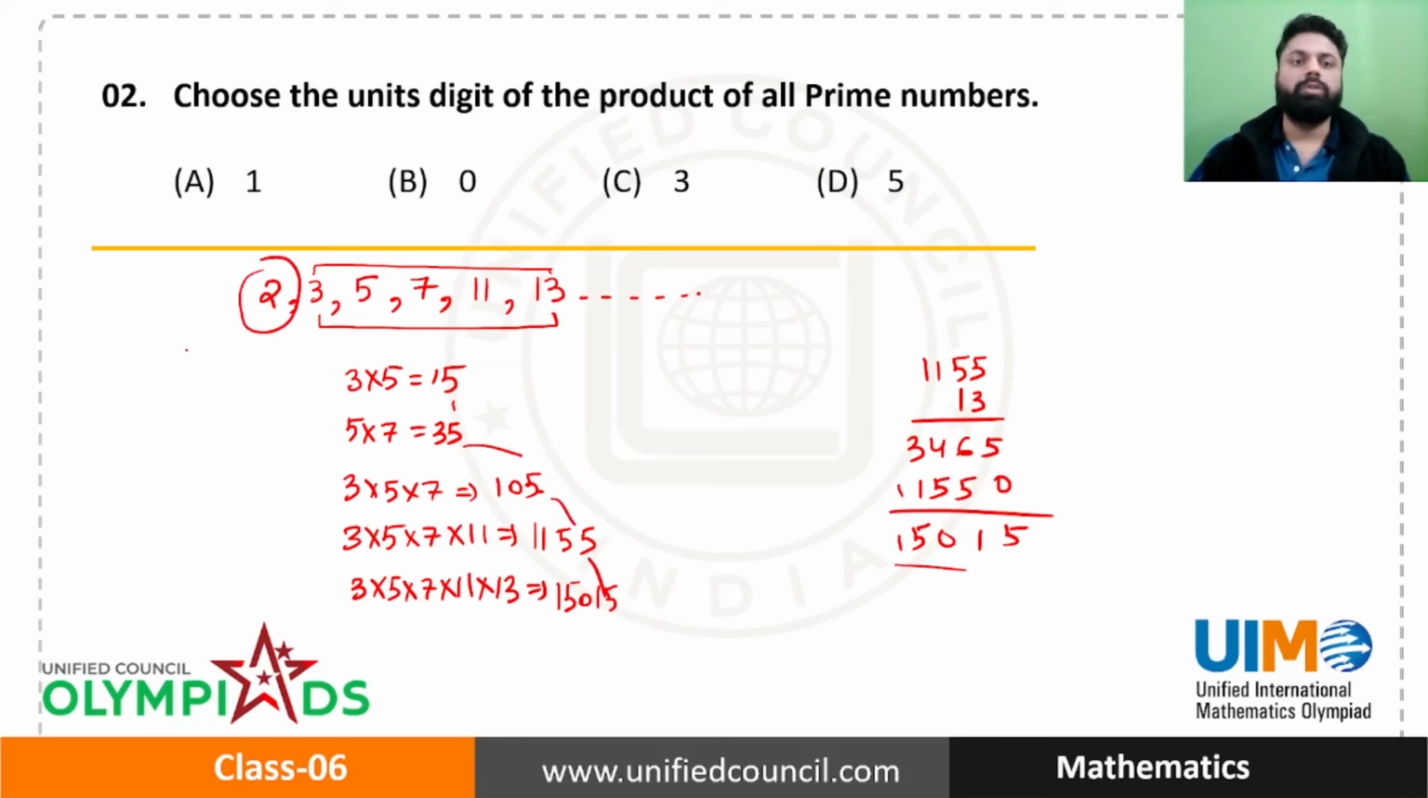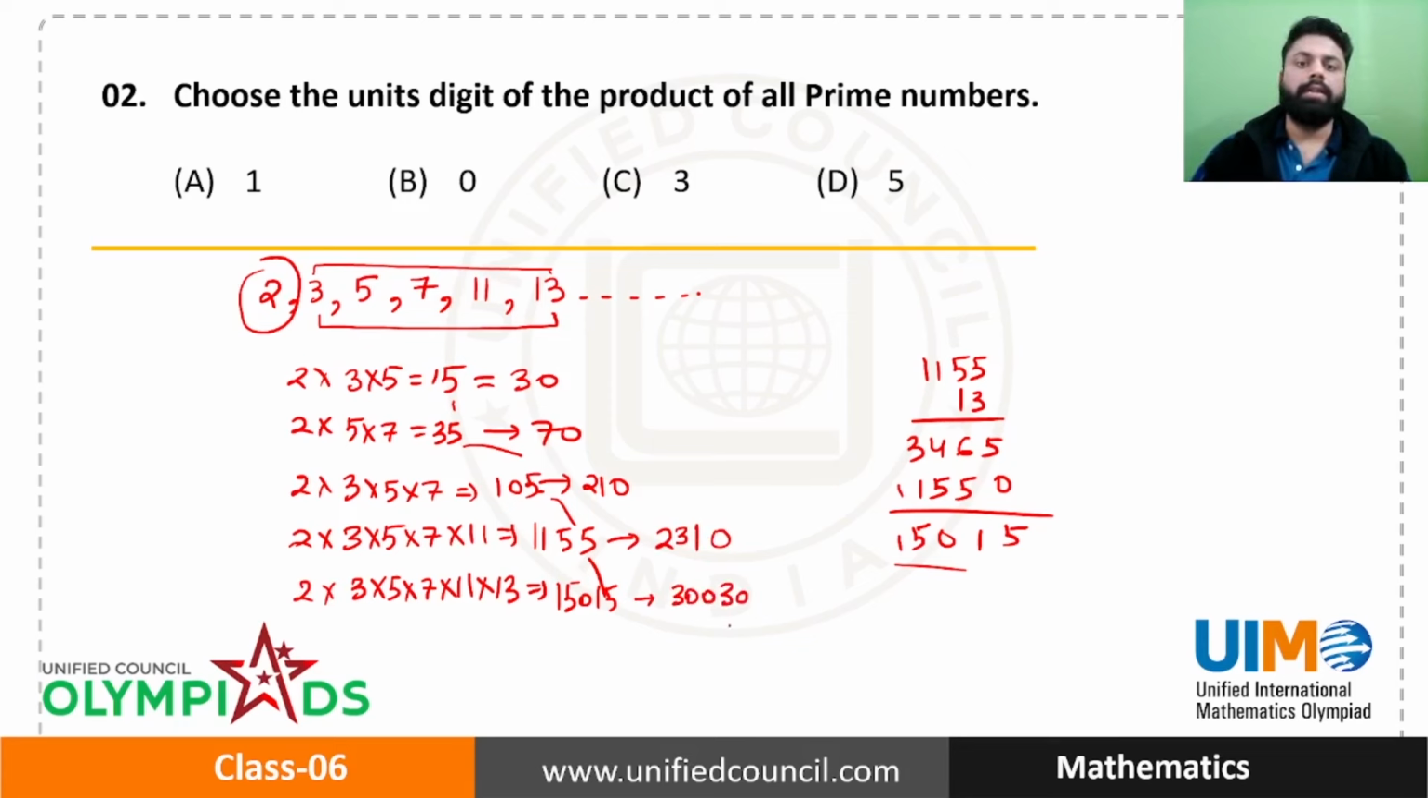And then there is this 2. So if you multiply the product by 2, it will become 30. If you multiply it by 2, it will become 70. If you multiply it by 2, it will become 210. If you multiply it by 2, it will become 2310. If you multiply it by 2, then it will become 30,030. So every time the unit digit that we are getting is 0, so B is the answer.